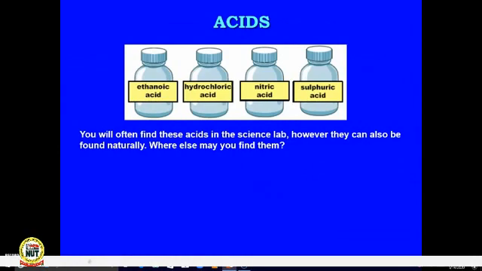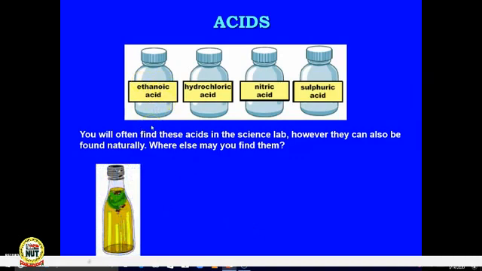These are different types of acids. You will often find these acids in the science lab. However, they can also be found naturally. Where else may you find these acids? The first one is ethanoic acid. Ethanoic acid can be found in vinegar. Vinegar is from a plant, so it's a natural source of ethanoic acid.